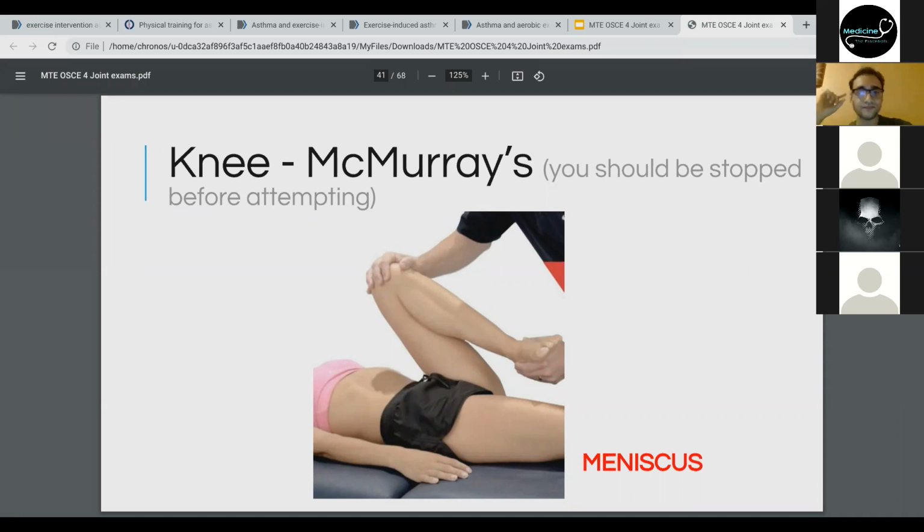And someone's just asked about Lachman's again. They said, are you tugging it sideways, and are you trying to pull the tibial head forwards?